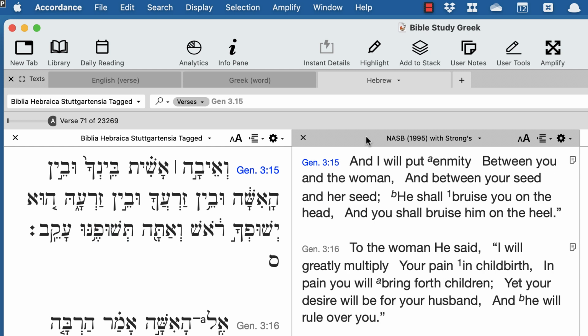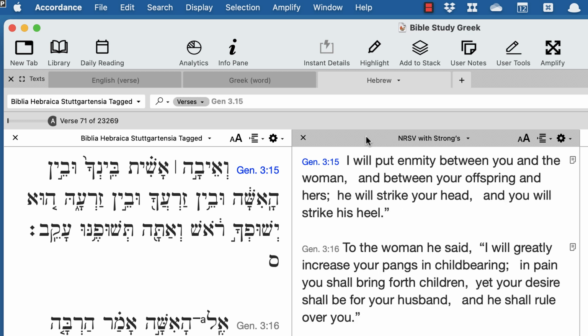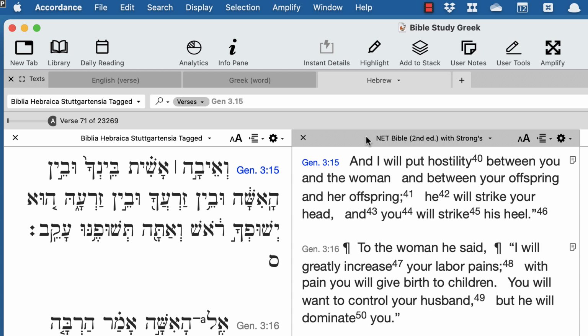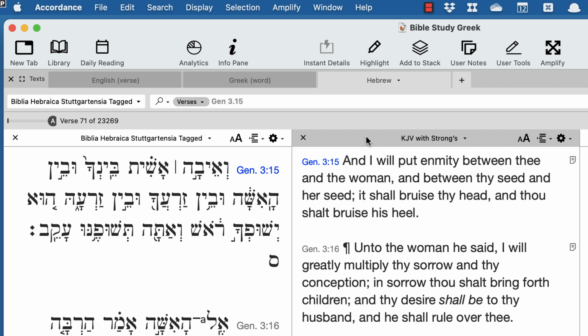If you look at the various translations, you'll see that almost all of them follow concordance. NASB is bruise and bruise. ESV, bruise, bruise. NRSV, strike, strike. CSB we saw was strike and strike. Net Bible is strike and strike. NLT is even, and I'm a little surprised at this, strike and strike. They keep concordance. And then, as you would expect, the King James also keeps concordance, bruise, bruise.